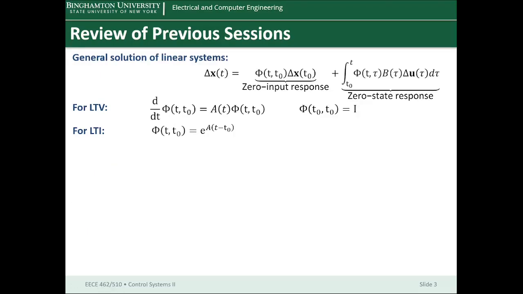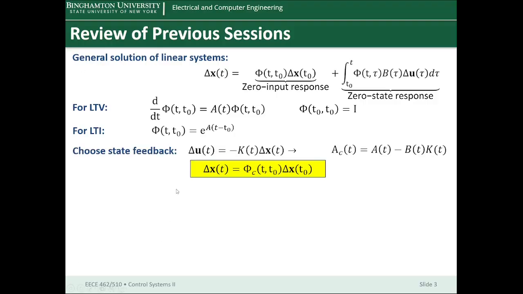In the next step, we explored the behavior of a linear control system. We derived the general solution of a linear system and saw that it has 2 parts. The 0 input response, which depends on the initial condition, and the 0 state response, which depends on the input. Both terms are expressed using the state transition matrix phi. For a time-varying system, phi comes from solving an ordinary differential equation. For a time-invariant system, the state transition matrix is simply e to the power of A times t minus t0.